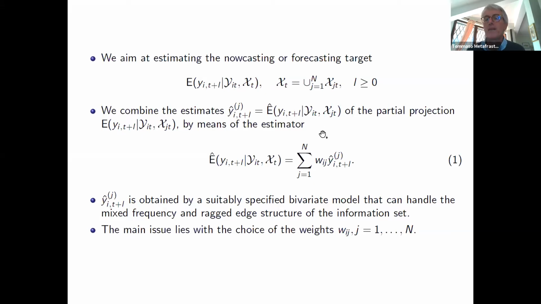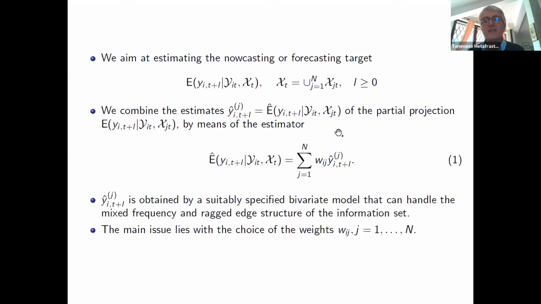And then we combine them with some weights, right? So I need to discuss what model we use to produce a monthly estimate of GDP and its components using one indicator at a time. And then how we combine them with suitable weights, right? So these are the two ingredients.